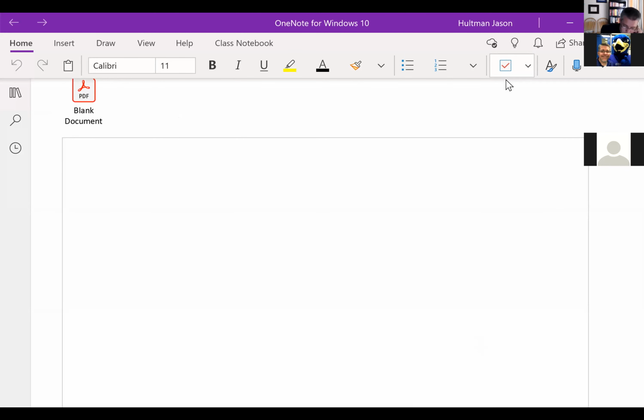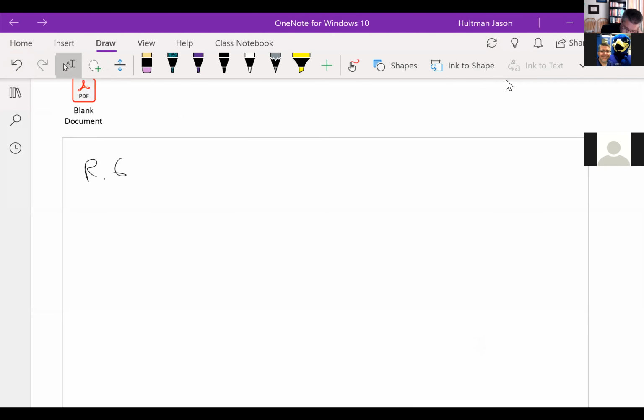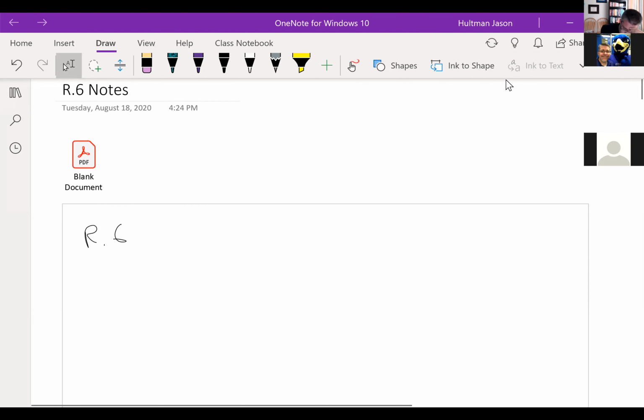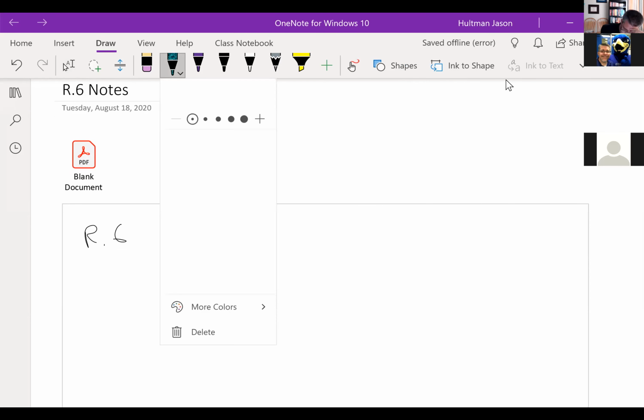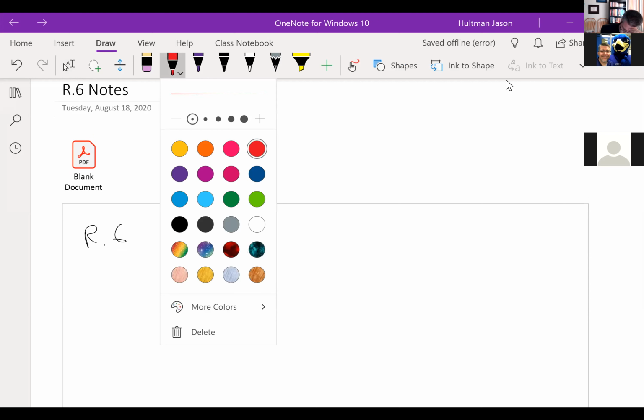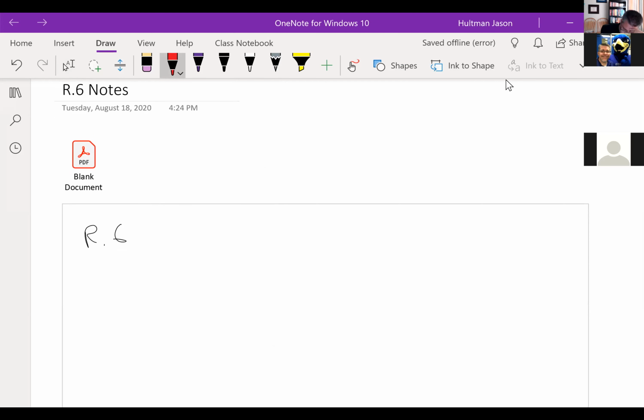Okay, R.6. R.6 is exponential and logarithmic functions.